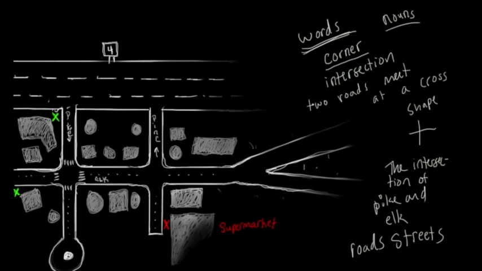Now, if we want to say corner, then we're actually talking about this part. This part here, this part here, this part, this part. These are the corners. Corner, corner, corner, corner. Four corners, one intersection. One intersection, four corners. Got it? One intersection, four corners. So if you want to use corner, you have to be careful and say which one you're talking about. Okay?